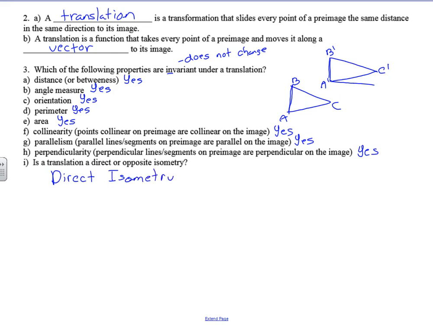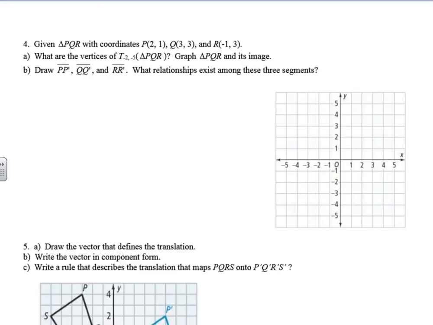The direct part refers to the orientation of the letters, meaning they remain the same. And isometry is another word for a rigid motion. Okay, so I'm throwing a lot of vocabulary at you here. If you have to, pause, think about it, ask a question, write it down, come into class, feel free to please do that because we have a lot of vocabulary here.